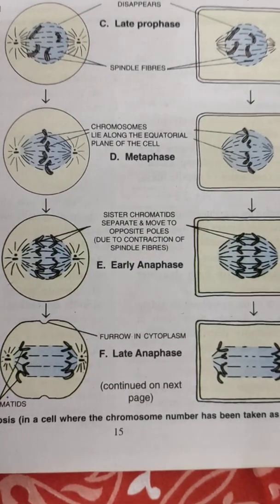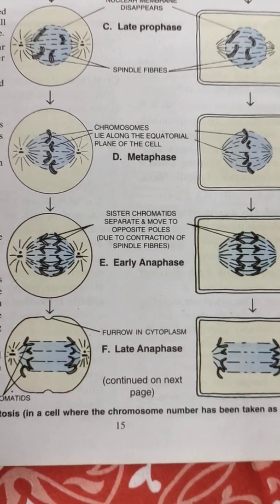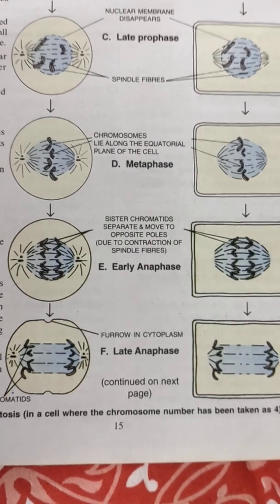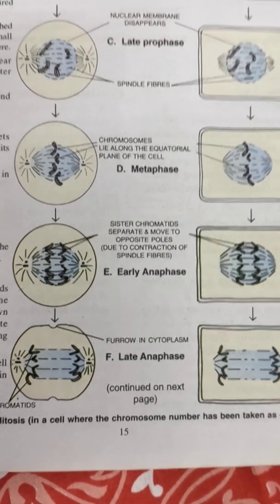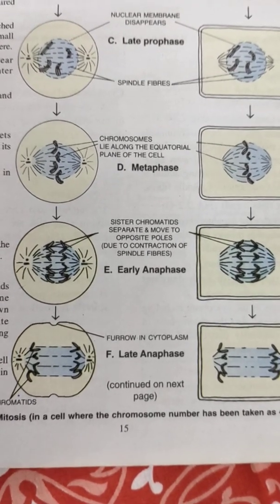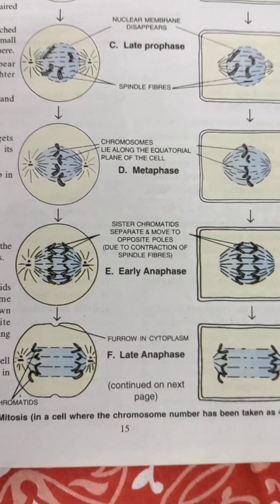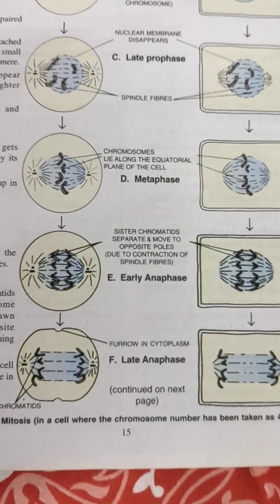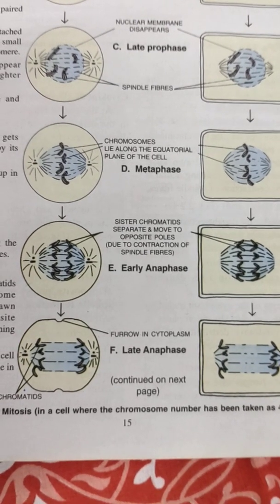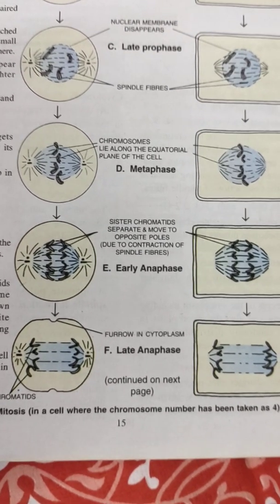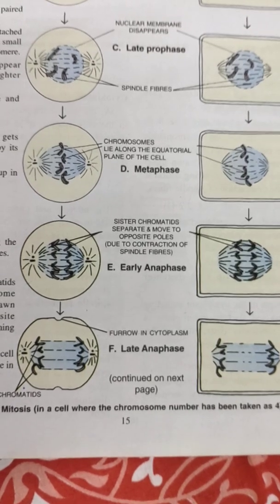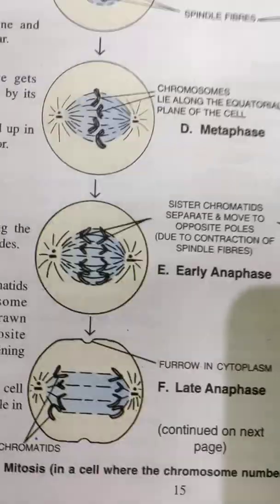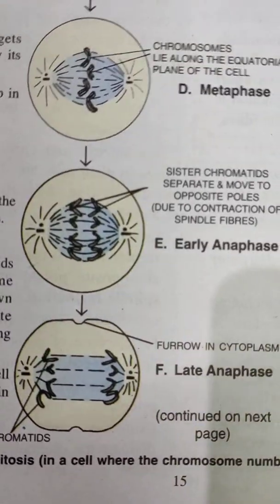Here again we will divide the anaphase into two stages, early anaphase and late anaphase. Now you see the difference. What's happening in the early anaphase? The sister chromatids are separating from each other from the centromeric region and are moving towards the opposite poles. And in the late anaphase, as we can see, very important point, that in animal cell we can see a furrow in the cytoplasmic portion. I hope you can see the furrow, students.